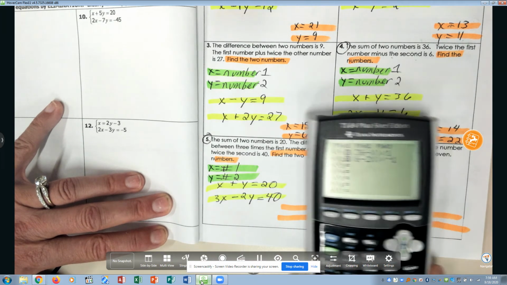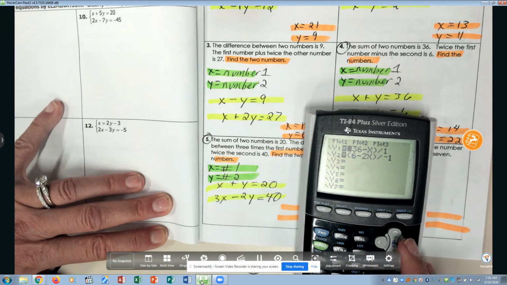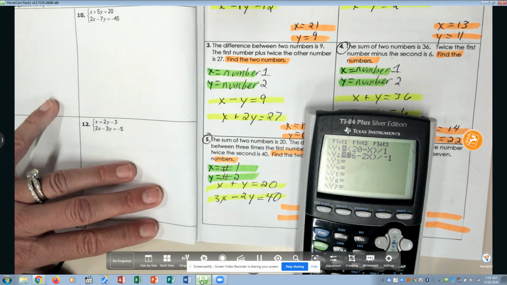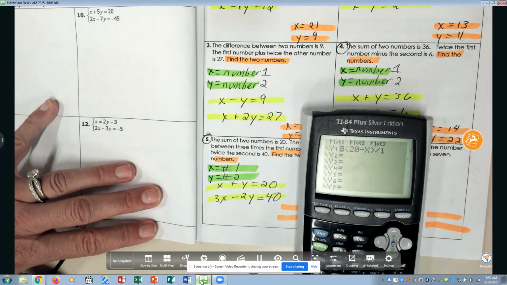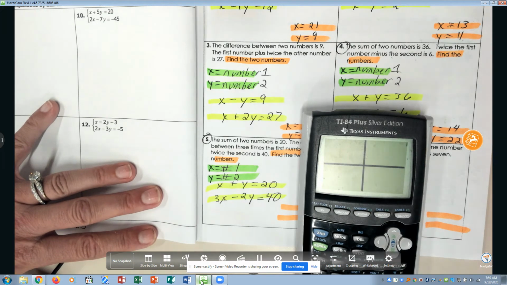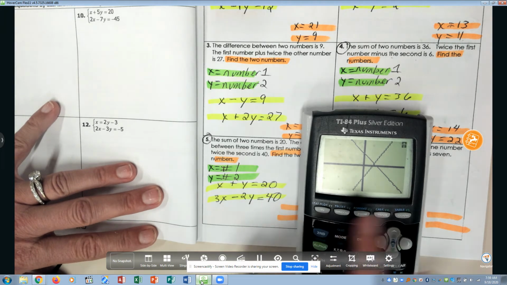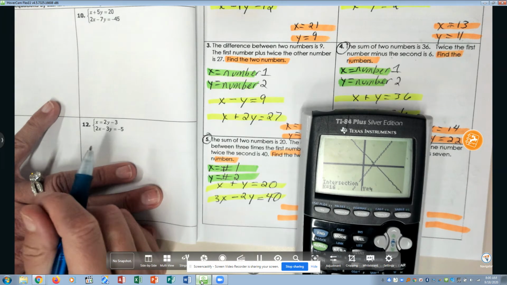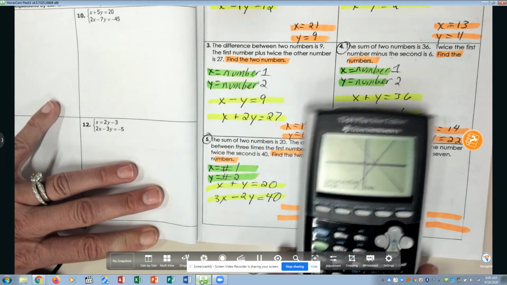Then we've got this wonderful, so I'm just going to change that one to 20. And then I got to get rid of this one. Let's start over. So subtract the x term, divide by the coefficient of y. That looks good. Let's see if I can see my intersection. I can. Second calc, 5, enter, enter, enter. 16 and 4. All right.